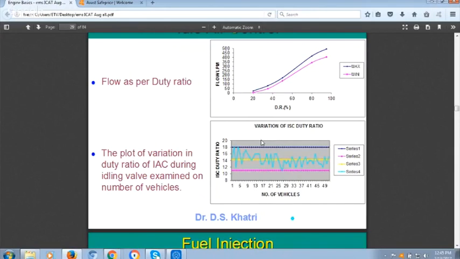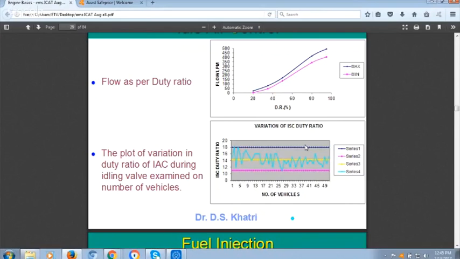You see, in the whole car, I am using the same part, same design, everything is the same, but you see how it is varying. Car to car duty ratio. Theoretically, it should be the same. Am I right? Because I am not changing the engine, I am not changing anything, but there are the variations.